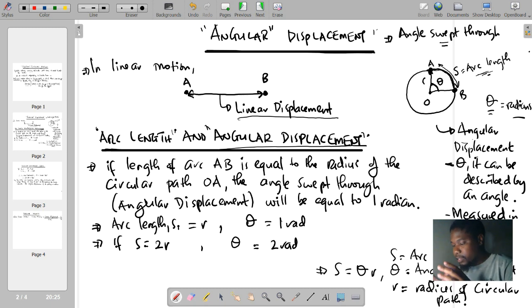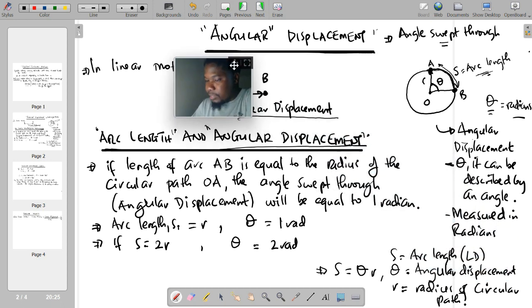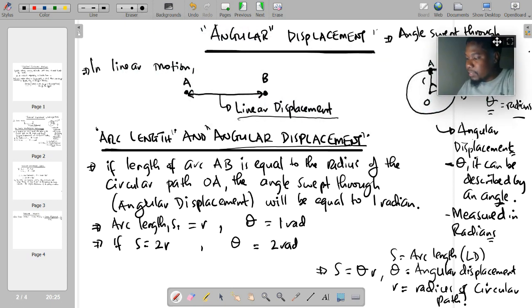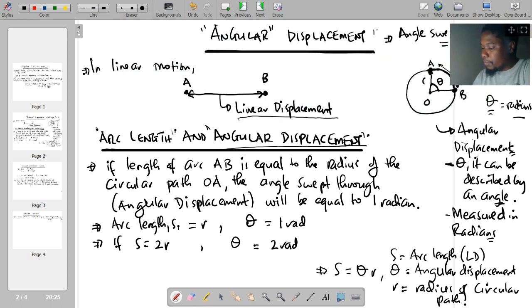So we need to know the connection between arc length and angular displacement. Now, something very important for me to mention before I go there: angular displacement is theta. It can be described by an angle and is measured in radians. I wanted us to really understand that. Very important. Never forget, angular displacement has the symbol theta, it's measured in radians, and it's the angle that is swept through in covering a certain amount of distance around a circular path. Very important.